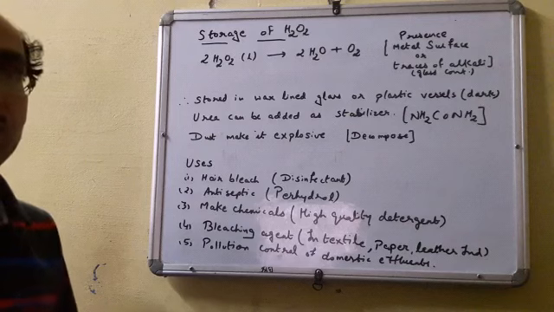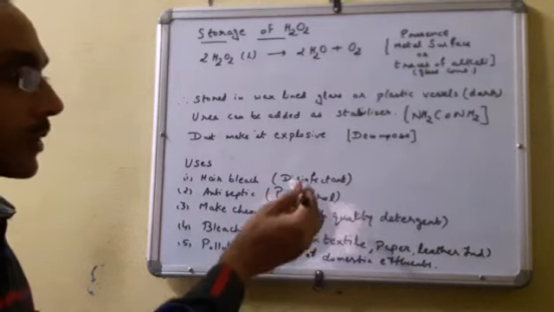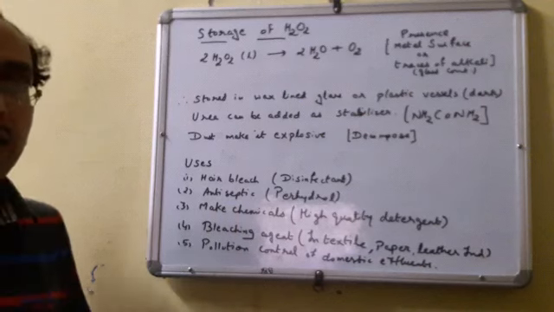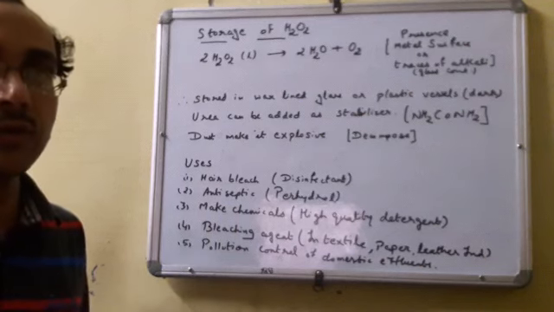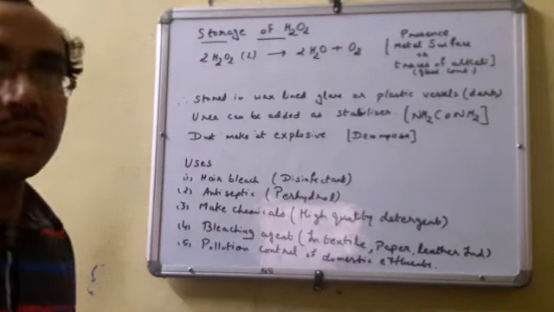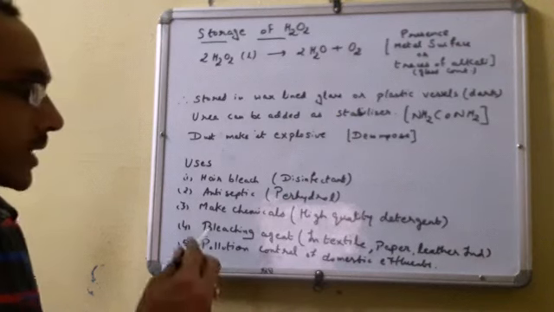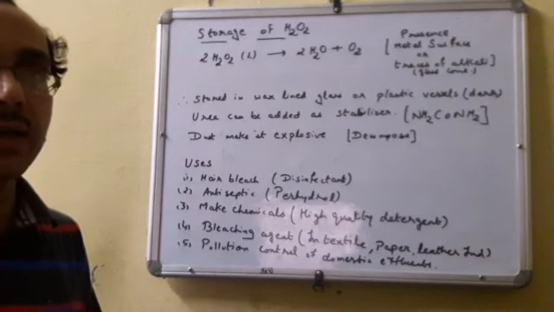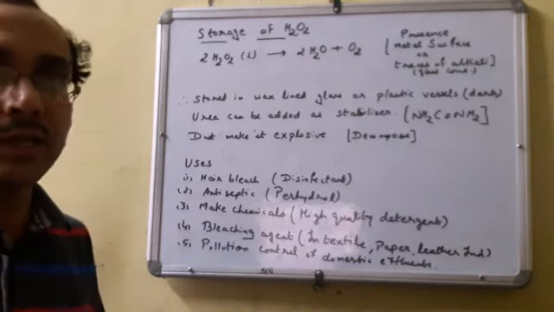Now, what are the different uses of hydrogen peroxide? Hydrogen peroxide is used as a disinfectant. That is why it is used in hair bleach. It is also available in the market in the form of perhydrol, which is used as an antiseptic. Understood? Next, it is also used to make some chemicals that are very important to make high quality detergents.